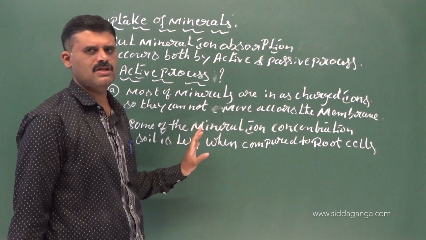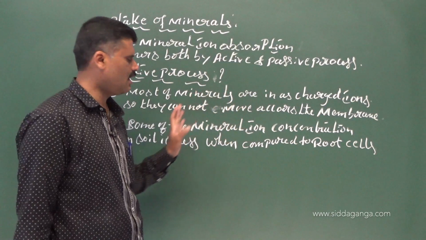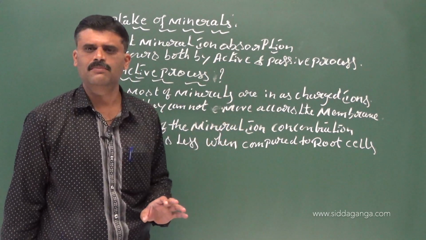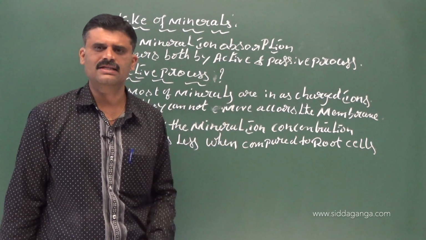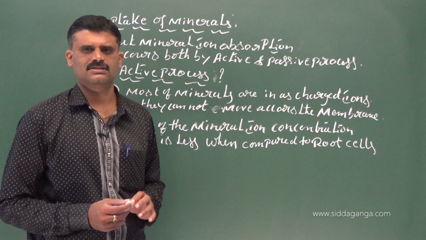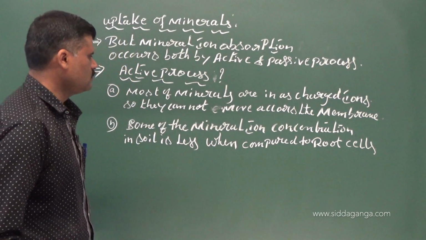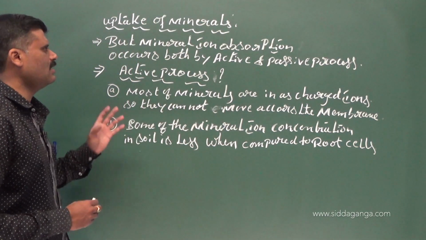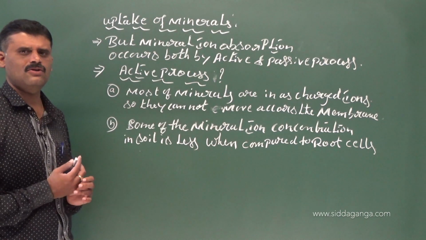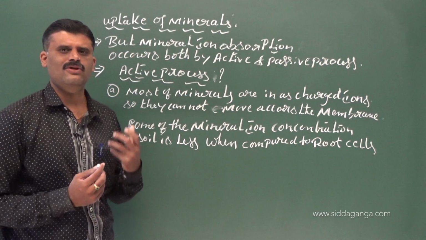Most of the minerals are absorbed by active process because they are in charged form, and some mineral ion concentration is less in the soil when compared to that of the root cells. Okay, so therefore the mineral ion absorption should be an active process, means by expenditure of energy, by utilization of energy.